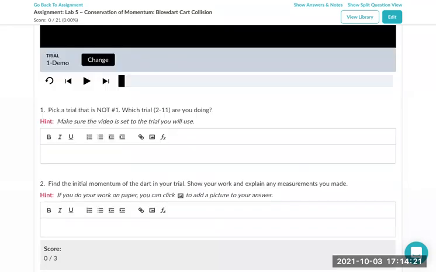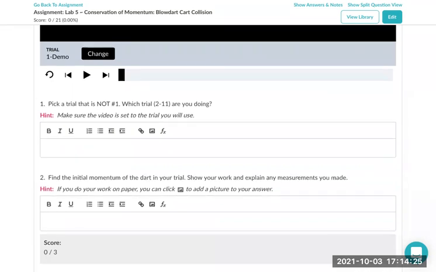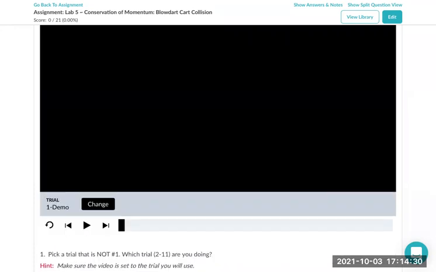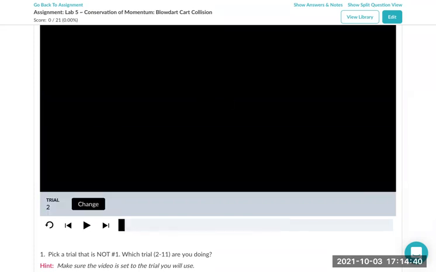So that means what you're going to do here is, once you choose, show me which one you choose, and then it says find the initial momentum of the dart. Now, how do you do that? Well, just like you learned in the first part, right? So that means you can see, let's say, for example, if you choose trial 2, you're given the masses M1 and M2, but everything else is basically the same.